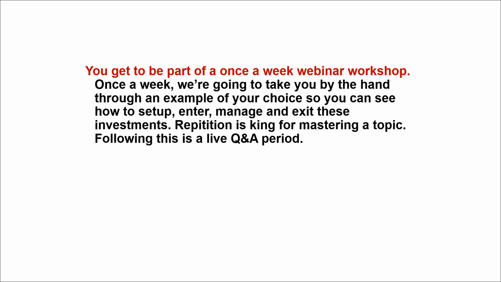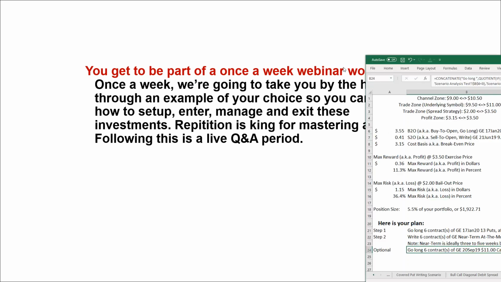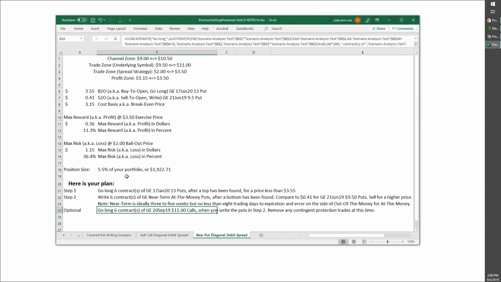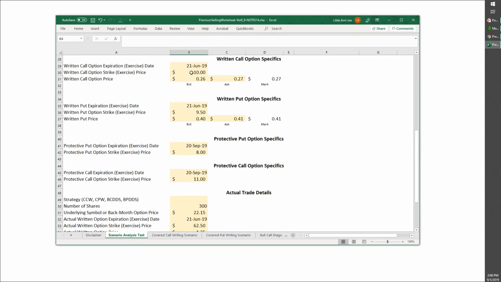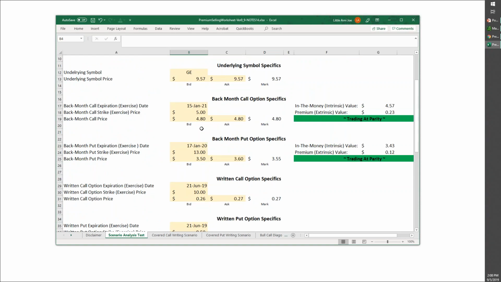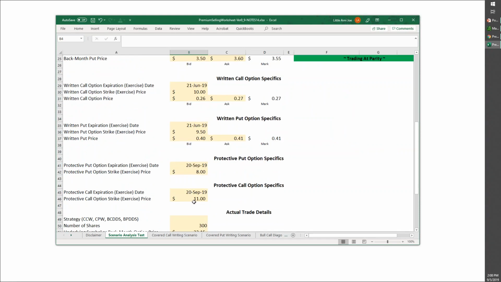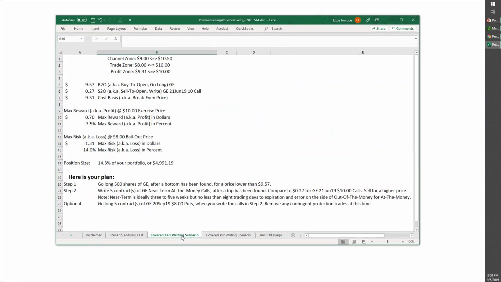But then after that, we take the candidate and we run it through a premium selling worksheet that we give everybody. And all you do is you type in the numbers on the configuration page that you pull out of your broker software. You just fill in the blanks. And then it does your risk management and your plan creation depending on which strategy.